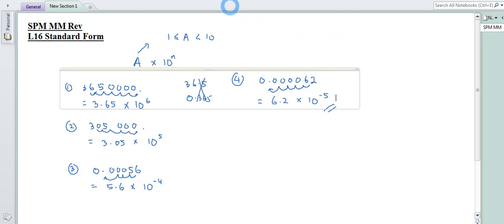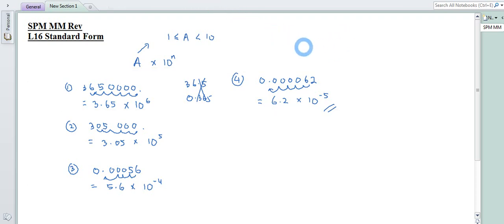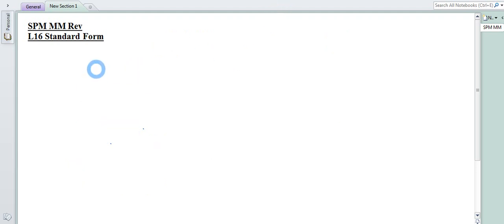Okay, let's try another type of question. Let's say if you have a very big number or very small number, and the question asks you to write the number in standard form, at the same time, the question also wants you to round off the answers to the number of significant figures requested by the question. For example, if you have a very big number, okay, I think I clear this off first. Okay, done. Here we go.